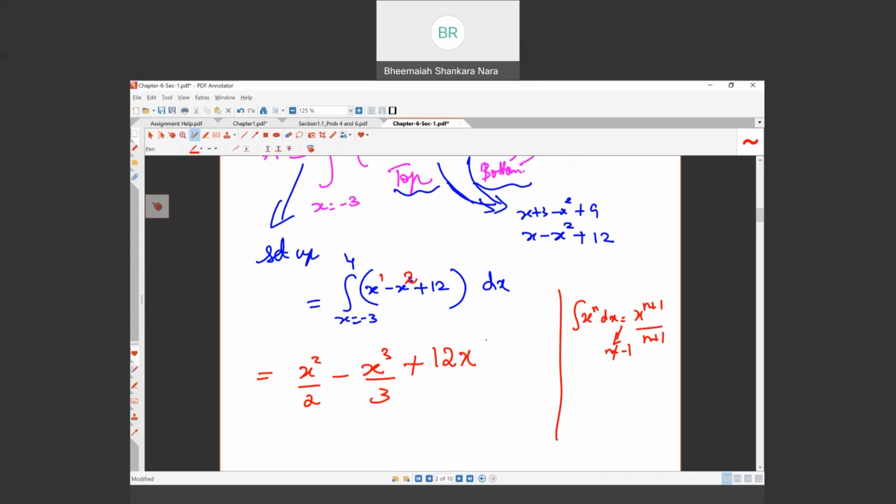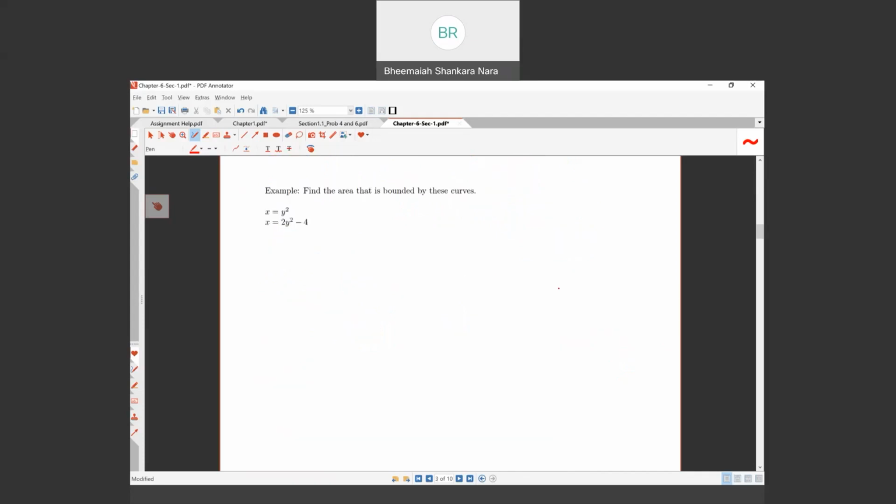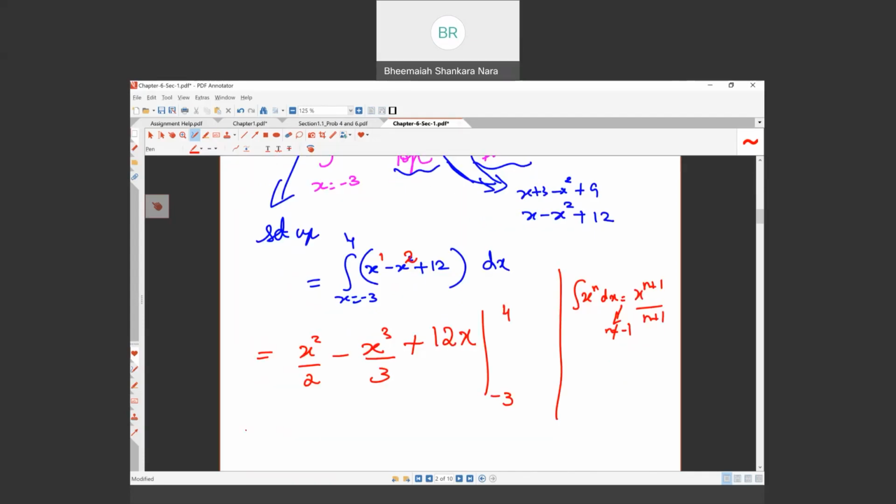Now evaluate this between -3 to 4. Plug in the upper limit, 4. So it is 16 divided by 2, minus 64 divided by 3, plus 48. Now plug in the lower limit, -3. So it's 9 divided by 2, positive 27 divided by 3, -36. When you simplify, you have 343 divided by 6. So this is the area between the line and the parabolic curve.